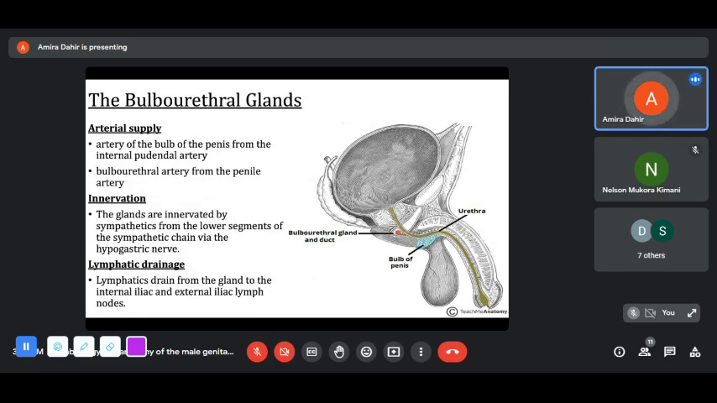The arterial supply of the bulbourethral glands is from the internal pudendal artery and the bulbourethral artery. Innervation is by sympathetic fibers from the lower segments of the sympathetic chain via the hypogastric nerve. Lymph drainage is from the glands to the internal iliac and external iliac lymph nodes.